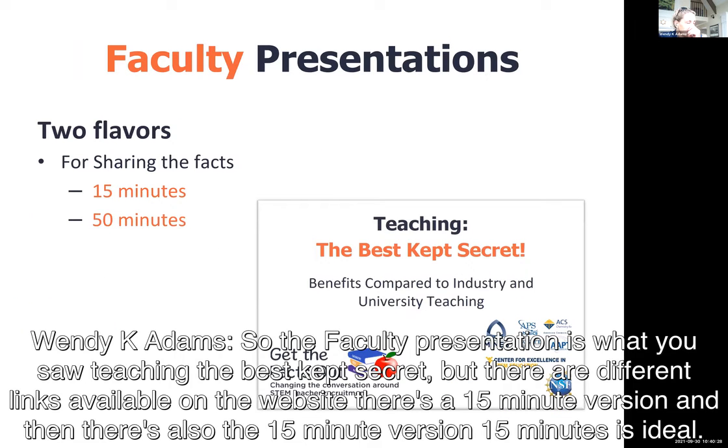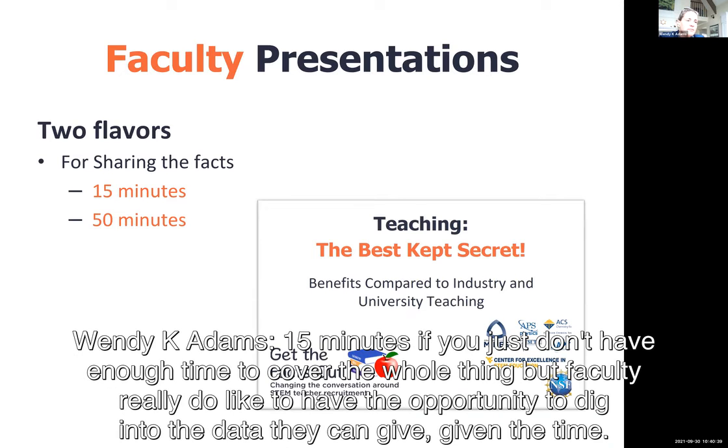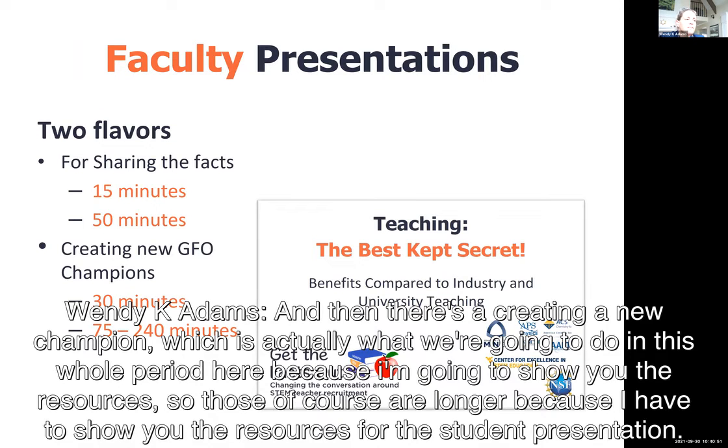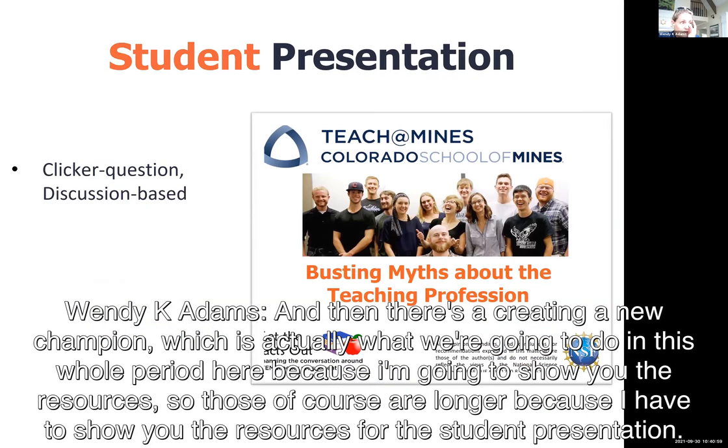So the faculty presentation is what you saw, teaching the best kept secret, but there are different lengths available on the website. There's a 15-minute version and a 50-minute version. 50 minutes is ideal; 15 minutes is if you don't have enough time to cover the whole thing. But faculty really do like to dig into the data if they're given the time. And then there's the creating a new champion, which is what we're going to do in this whole period, because I'm going to show you the resources. Those are longer because I have to show you the resources.